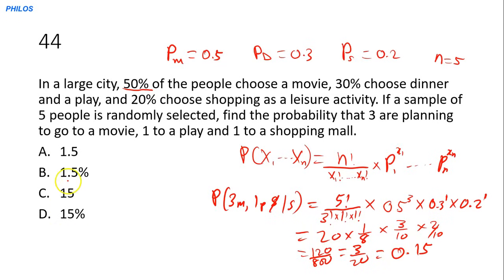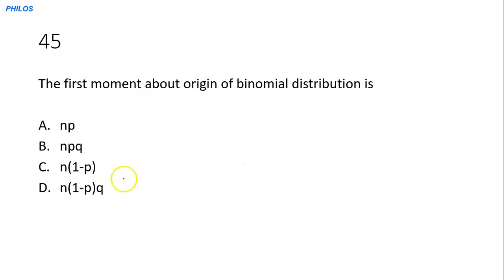There is nothing like 0.15 in the possible answers, so you can convert it to a percentage. 0.15 times 100% gives you 15%. So the answer is D. So let's proceed to the next one.